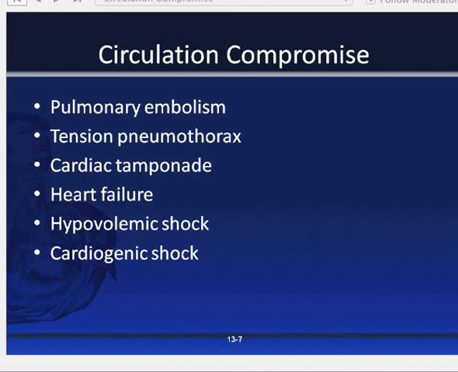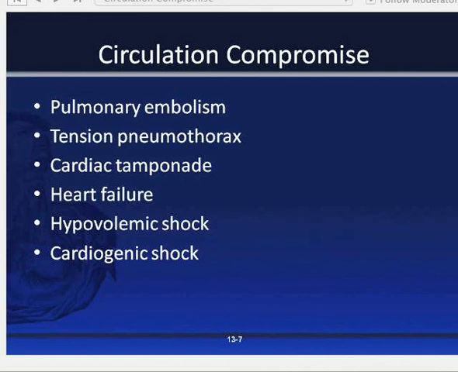And then lastly, like we said, circulatory compromise, because if the blood can't get around, then we're not getting oxygen to the cells, to the tissues where it needs to go, and we're causing damage and causing hypoxia. Circulatory compromise can come from a pulmonary embolism, which is a blockage, an embolus, somewhere in the lungs, and it's a clot. We can have a tension pneumothorax, which is a collapsed lung.